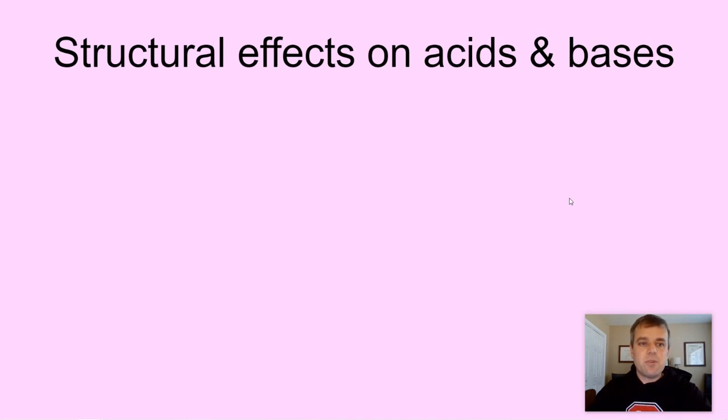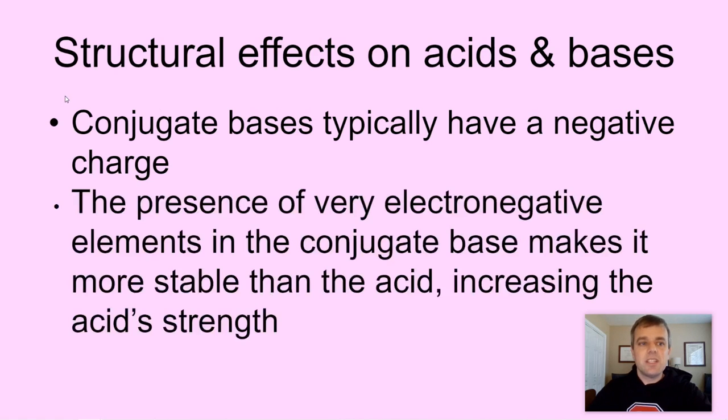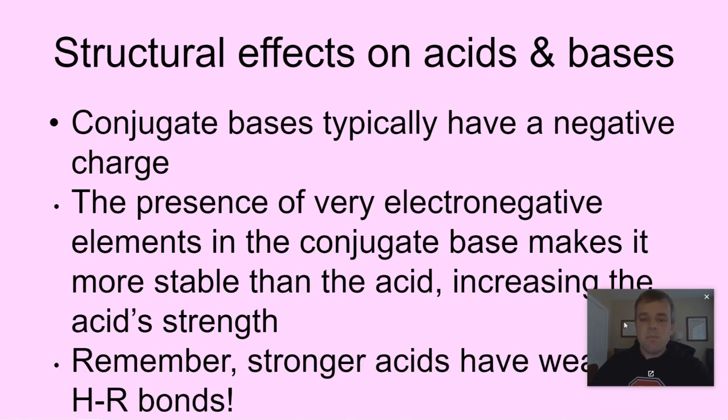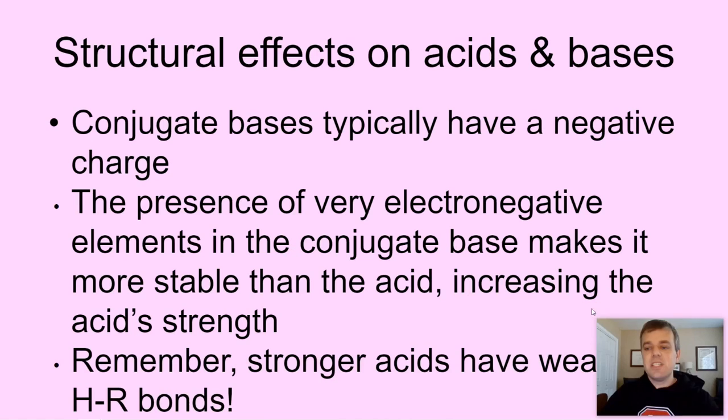So, just to summarize all of that, conjugate bases typically end up having a negative charge because you've lost an H plus, you lost the hydrogen, but not the electron that it had. The presence of very electronegative elements in the conjugate base makes it more stable than the acid, making the acid stronger. And keep in mind, stronger acids have weaker bonds between the hydrogen and the rest of the molecule.